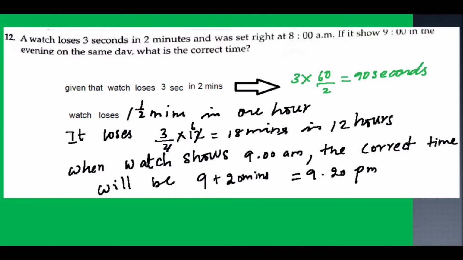When the watch shows 9 p.m., the correct time will be 9 plus 20, 9:20 p.m. So in 12 hours, it will lose 20 minutes. So it will be 9 plus 20, 9:20 p.m. When it is showing 9 p.m., the correct time will be 9:20.